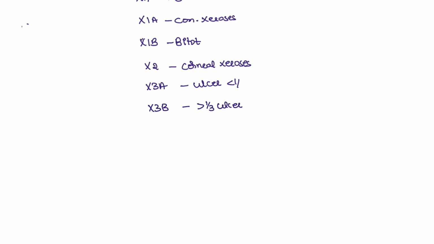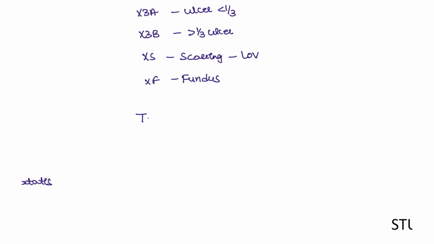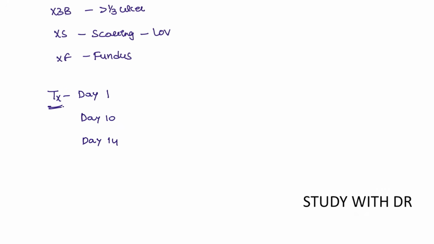So the patient is going into the keratomalacia. And XS, patient is having the scarring, cornea has gone into the scarring. This can cause increased loss of vision in this patient. And if it has progressed to the fundus, it is going to be an irreversible condition. How are you going to treat this patient? You are going to give vitamin A on day 1 and also day 10 and day 14 for this patient.